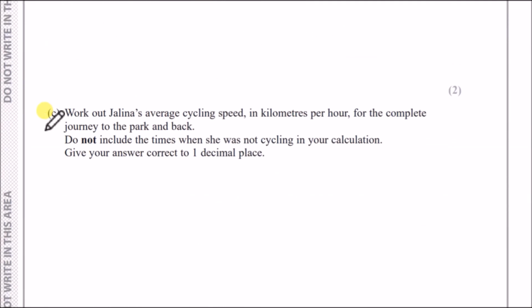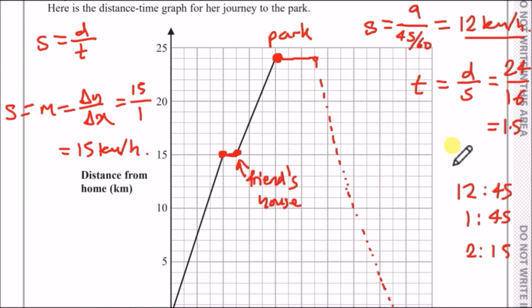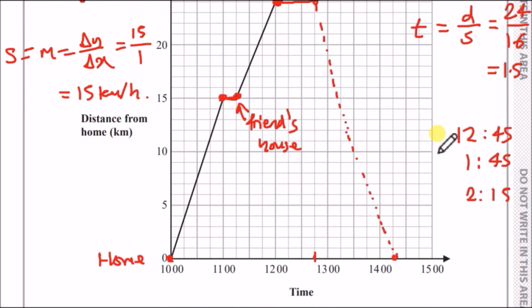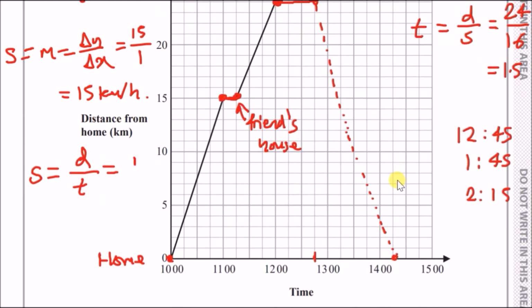Now, for C, we need to work out Jelena's average cycling speed in kilometers per hour for the complete journey to the park and back. Do not include the times when she was not cycling in your calculation. In other words, don't count the times where you are not moving, like the dark red lines. So we ask ourselves, how far did she travel altogether and how long did it take? So speed equals the total distance over the total time. If you think about it, we know the park was 24 kilometers away, and to get home is another 24 kilometers. So double that, you get 48 kilometers. Now time-wise, we know she started at 10 a.m. She arrived at 2:15 p.m.